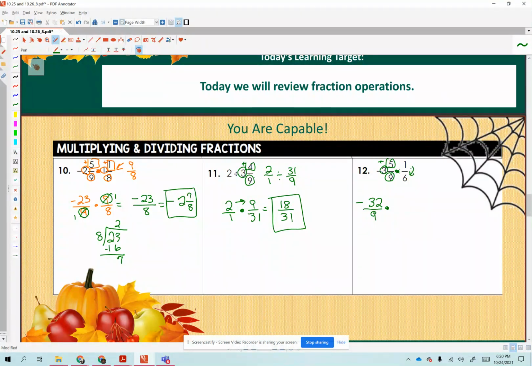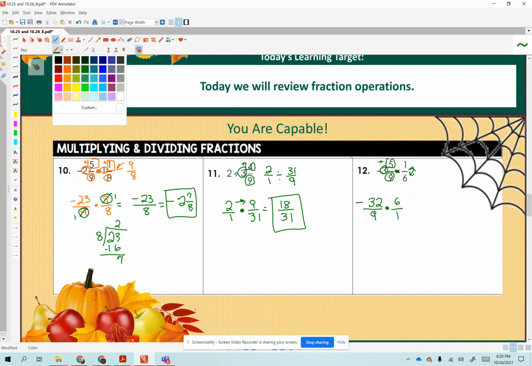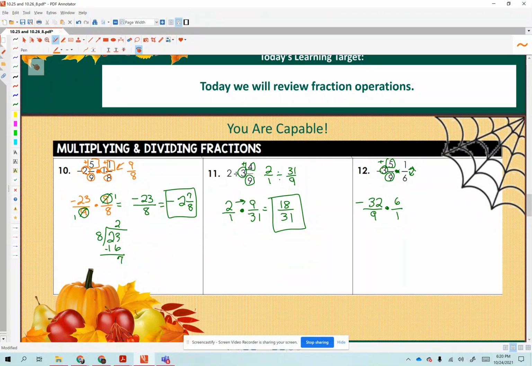Times, and we will invert 1 over 6 to 6 over 1. Now we can simplify this a bit and make our work a little bit easier because the 6 and the 9 are both divisible by 3. So that's what we'll do. 6 divided by 3 is 2, and 9 divided by 3 is 3. So if we multiply across, we have negative 32 times 2. Oh, you know what? I made a mistake. I saw it as division. I should not have done that. It's multiplication. I'm sorry, let's go back.